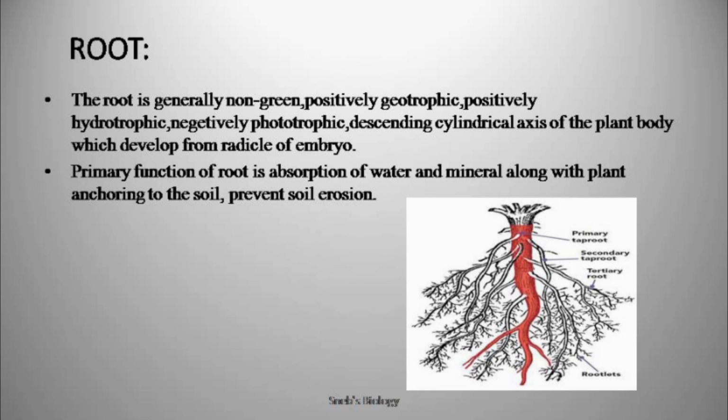It is without node, internode, leaves, buds, flowers and fruits. The main function of root is absorption of water and minerals from the soil. It helps in anchoring the plant to the soil, that is fixing of the plant to the soil, and it also helps in preventing soil erosion by holding the soil particles.